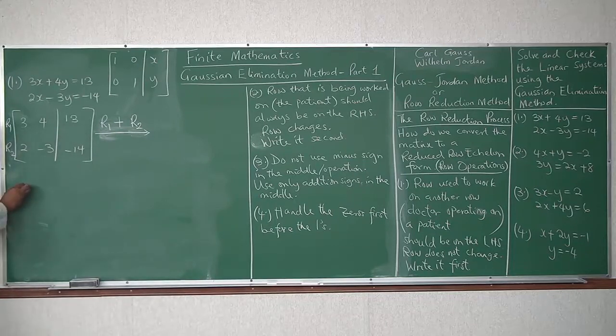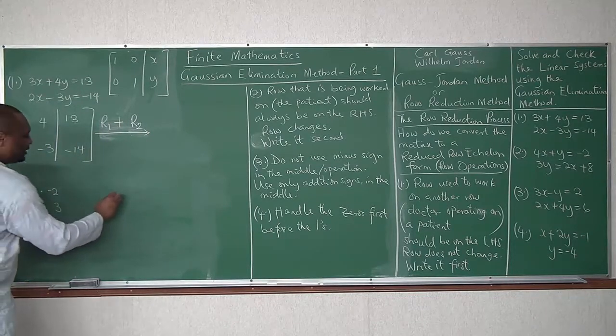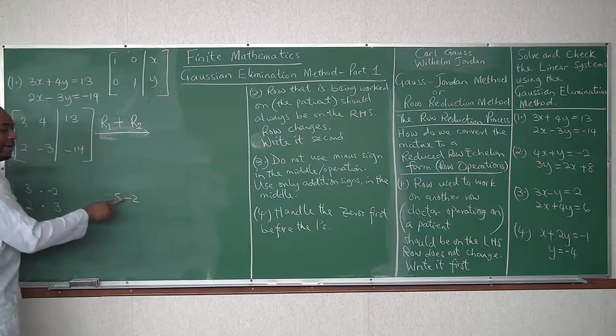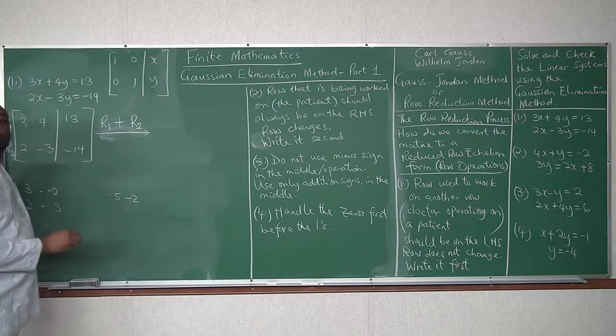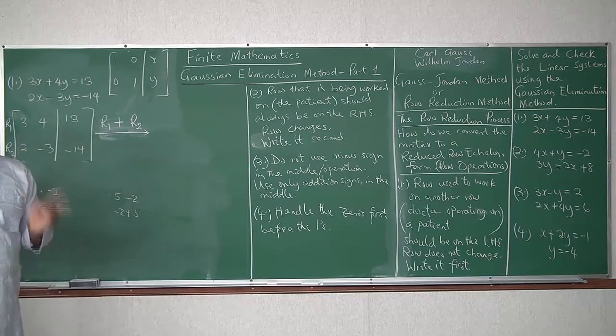Now how are you going to do that? Look up. You have 3 and you have 2. How are you going to make this 2 to be 0? This is R1, this is R2. So what you have to do is multiply this by 3 and multiply this by -2. Remember, we don't want negative in the middle. Rather than saying 5 minus 2, we will prefer to say minus 2 plus 5. We don't want minus to be in the middle.